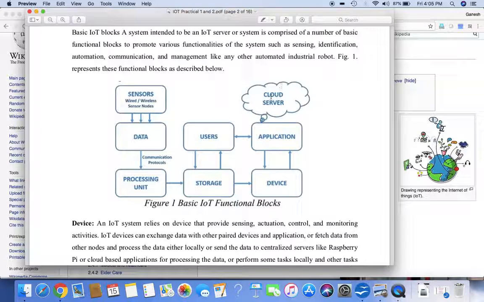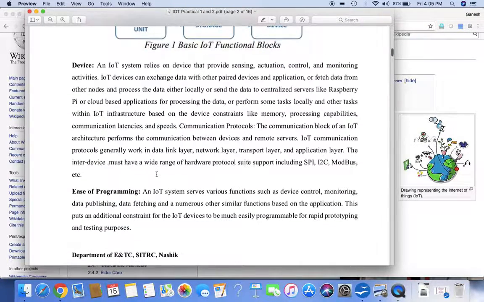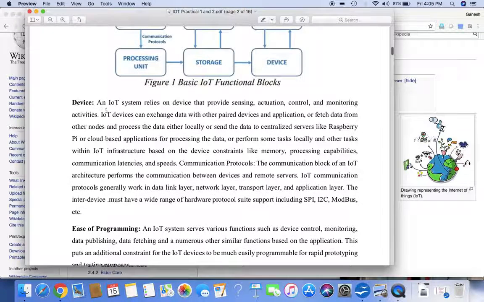Now if your data is stored on the cloud server, the users can get that data through the application, and you can use that particular data for making decisions. So what is a device? The device is nothing but, an IoT system relies on devices that provide sensing, actuation, control and monitoring activities. IoT devices can exchange data with other paired devices and the application, or fetch data from other nodes and process the data either locally or send data to centralized servers like Raspberry Pi or a cloud-based application.